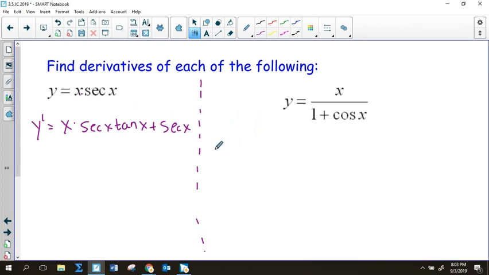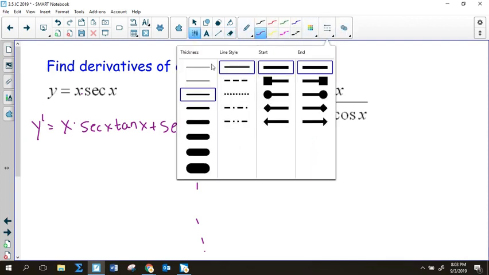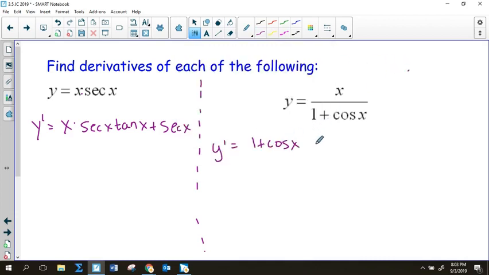This is a quotient rule problem. So you should be doing low, which is 1 plus cosine of x, low d high. The derivative of the numerator is just 1. So it's literally just 1 plus cosine x. So low d high minus high, the derivative of the numerator then is x, d low, the derivative of the denominator now is negative sine of x.